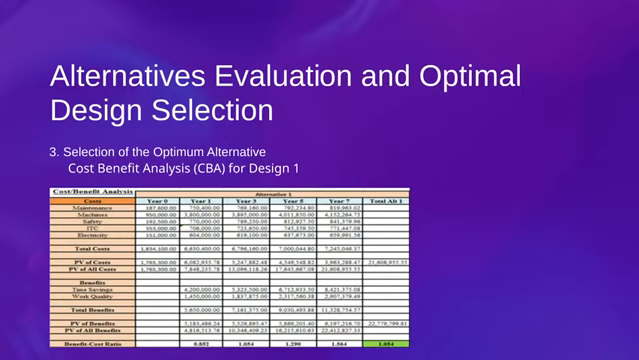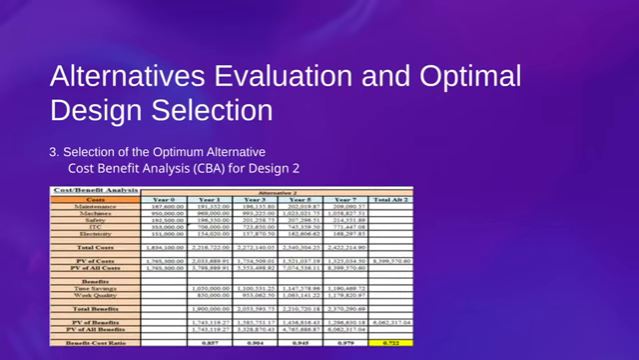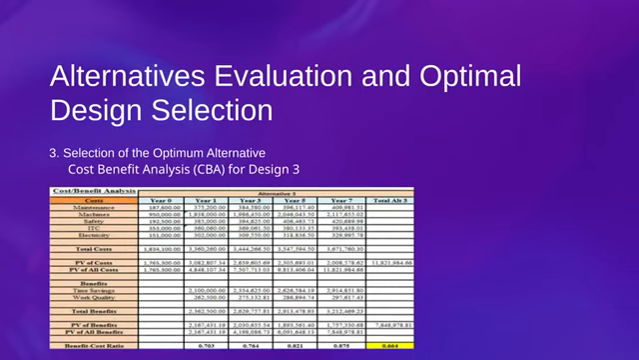So we calculate the cost to benefit ratio at the end after calculating the present values of benefits and costs. Here, design alternative 1 is showing the highest cost to benefit ratio, more than design alternative 2 and more than design alternative 3. So the cost to benefit analysis tells us to choose design alternative 1 as our optimum design layout to meet our objectives and goals.